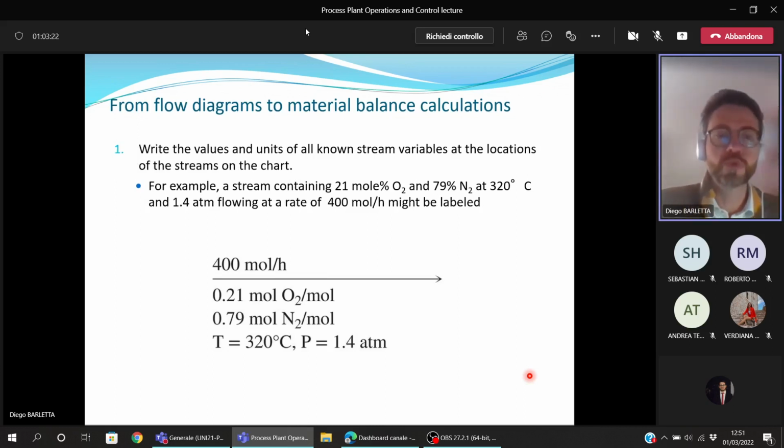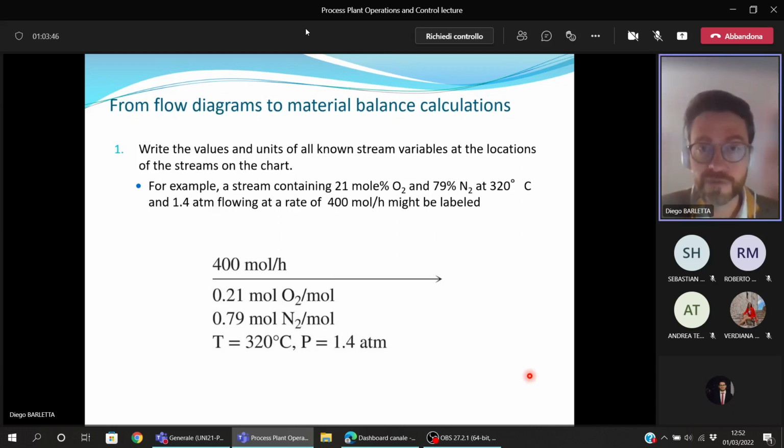Now, if we want to write the values, that is the first step of this procedure: write the values of the known variables. We also have to report the units, of course. And of course, we do this at the location of the stream on the chart.